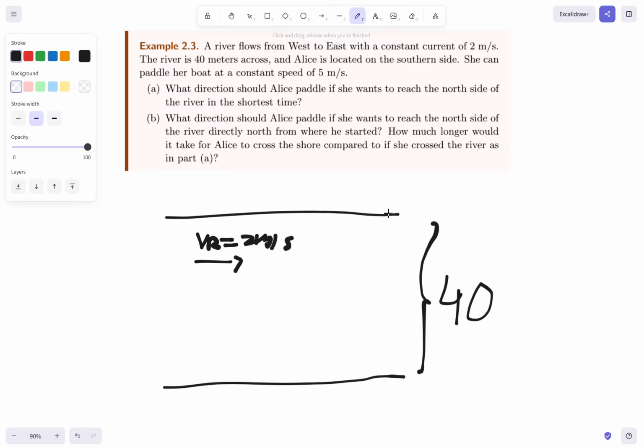And then Alice is located on the southern side, and she can paddle her boat at a constant 5 meters a second. And what direction should Alice paddle if she wants to reach the north side in the shortest time?